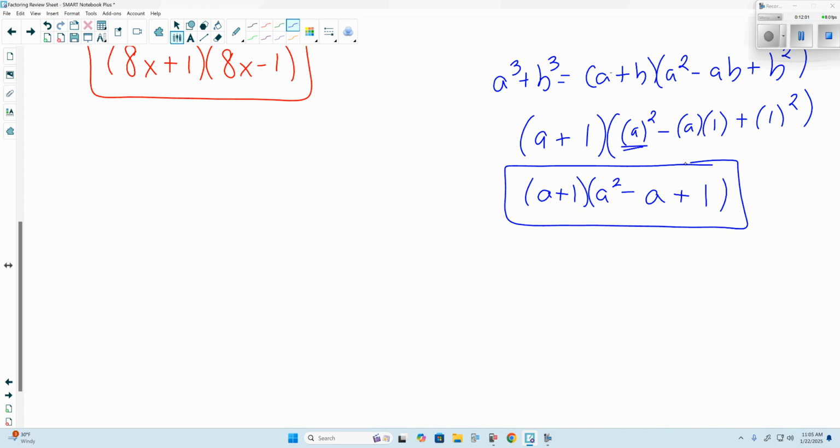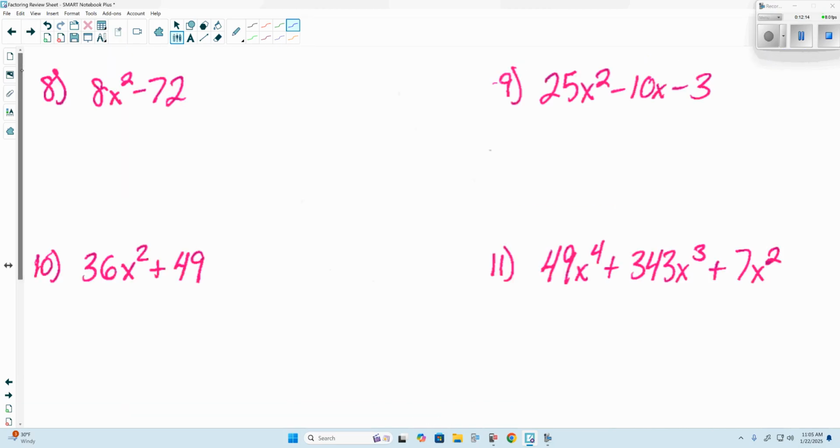Let's look at 8. Well, because we'll come back to these cubes here in a second.